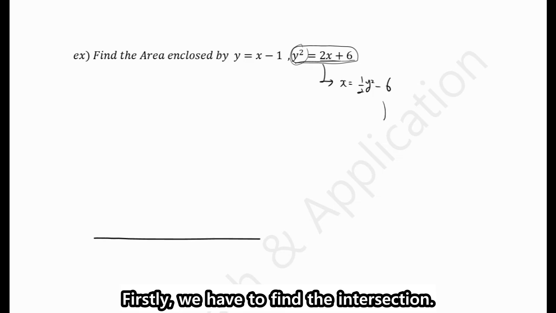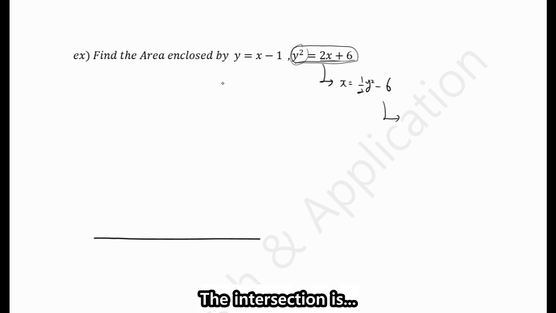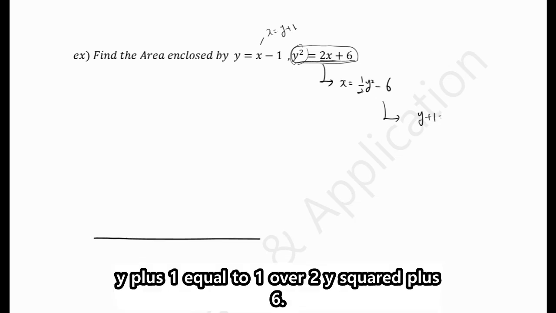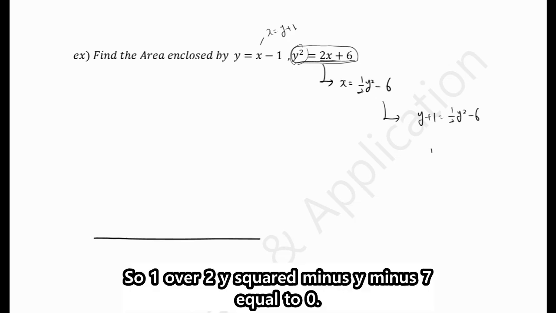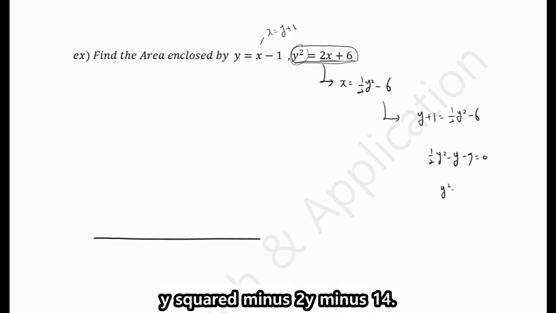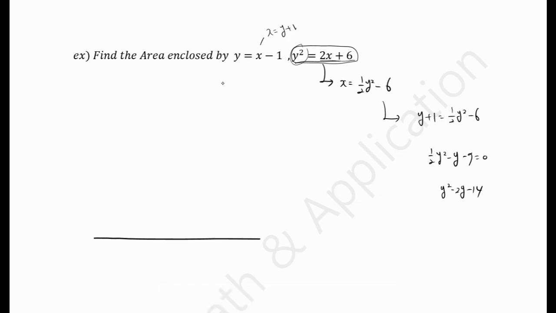So first we have to find the intersection. The intersection is x equals y plus 1, so y plus 1 equals 1 over 2 y squared minus 3. So 1 over 2 y squared minus y minus 4 equals 0. Y squared minus 2y minus 8.